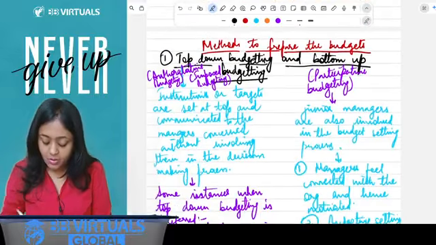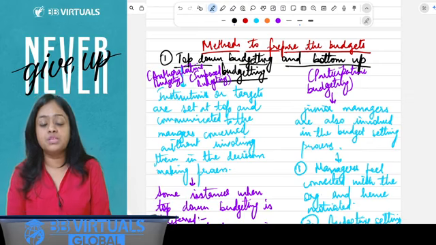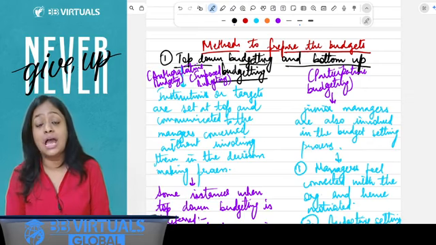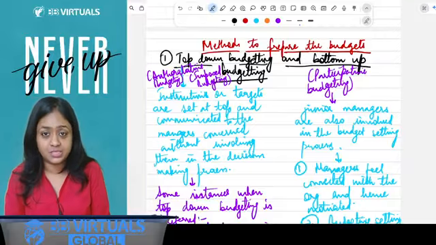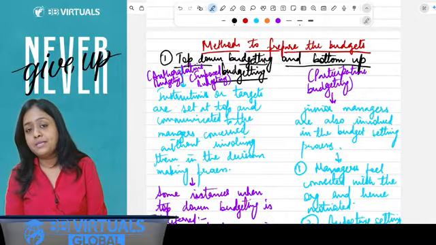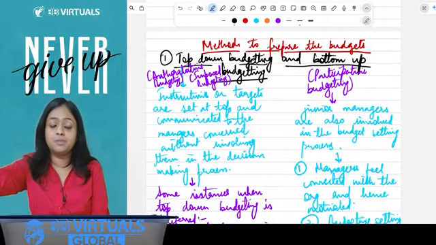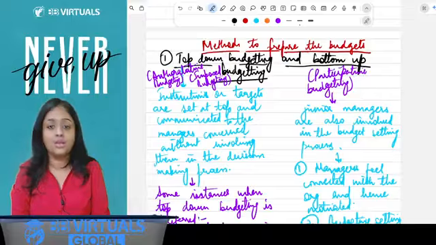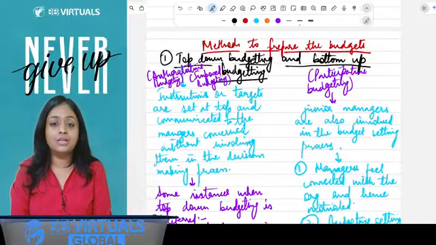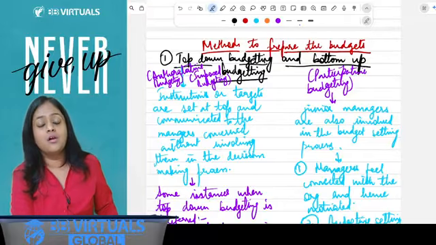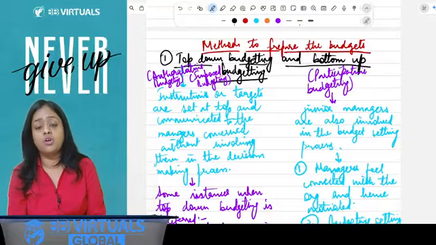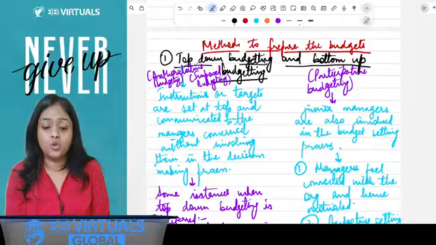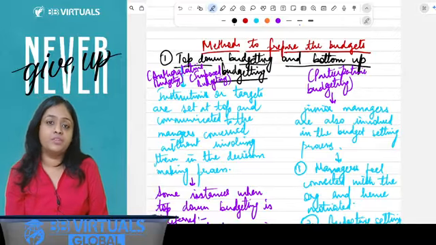Okay. Now let's see the different methods to prepare the budget. First, I'm taking top-down budgeting and bottom-up budgeting. Top-down is also known as authoritative budgeting, and bottom-up is also known as participative budgeting. Top-down budgeting simply says that the budget is prepared by the strategic management and communicated to the lower levels of management, so they really don't have a say in this decision making. Participative budgeting is where all the departments and all levels of the organization, top, middle, and lower, are part of the budget setting process.